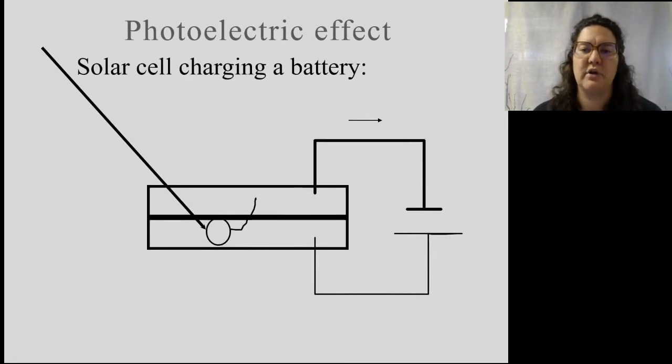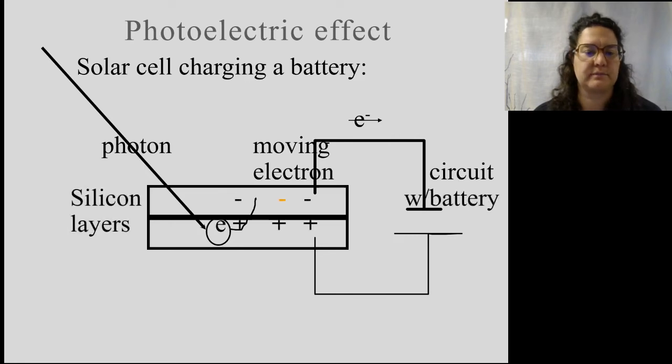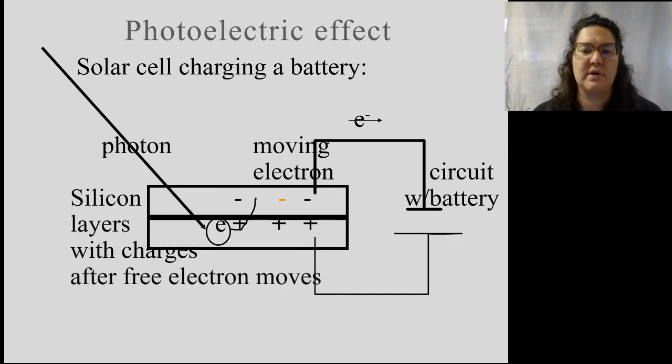So, solar energy charging a battery. We have a photon that strikes the panel, exciting an electron, which allows electrons to move through a circuit. Okay. So those silicon layers have charges with free electrons, and that electron is able to flow through the circuit to either charge a battery or to power a device directly. So those photons from the sun allow free electrons on the solar panel to complete the circuit.